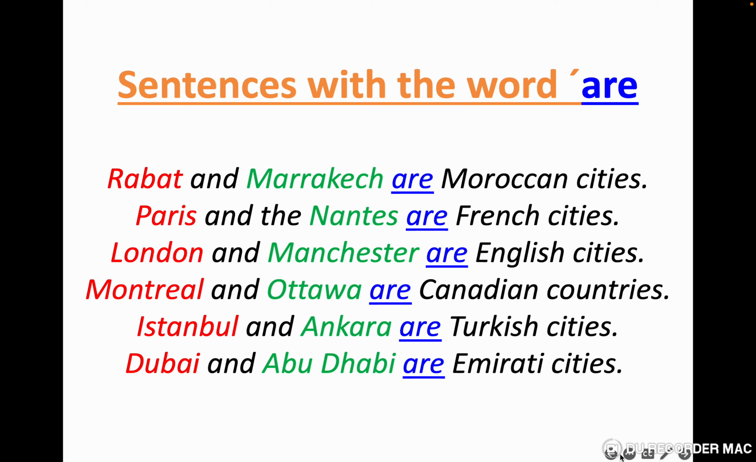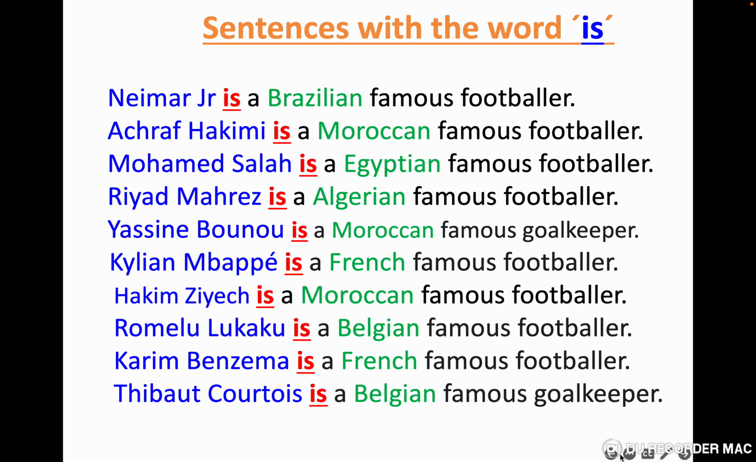Istanbul and Ankara are Turkish cities. Dubai and Abu Dhabi are Emirati cities or Emirates. So let's go to the next.